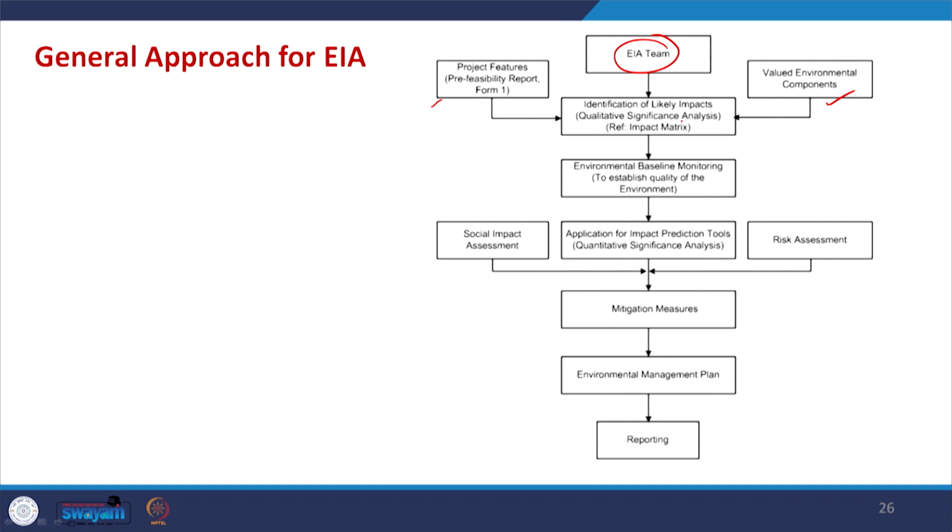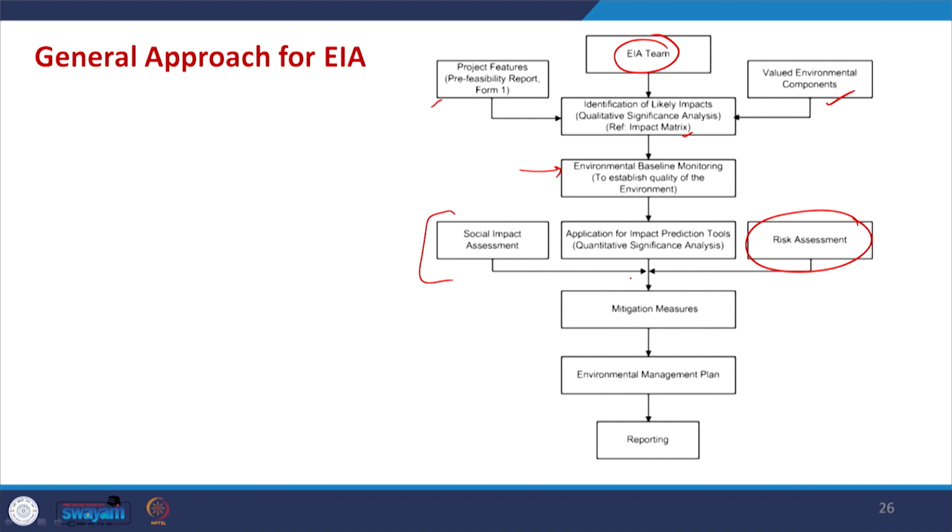Now, we go to identification of likely impacts. We try to find out the qualitative significance analysis using different approaches of EIA, that includes the impact matrix. There are different methods of EIA, so we can use them. Then we try to find out the environmental baseline monitoring to establish the quality of environment at present. After that, we check with respect to social impact assessment and risk assessment the application of impact prediction tools. So, we use impact prediction tools to find out what will be the actual impact.